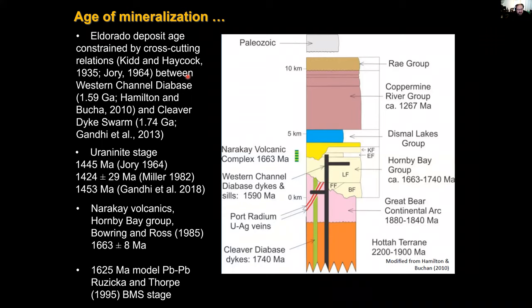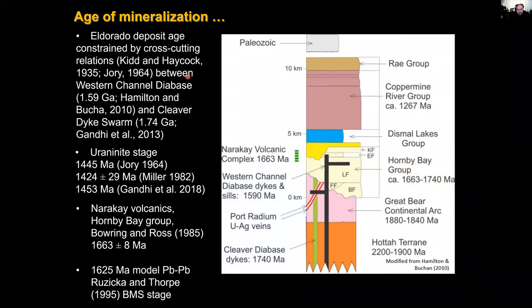The uraninite ages that have been generated are all generally the same, 1445, 1424, 1453, that's Gandhi et al., 2018. But these have all been interpreted as resetting ages. And many of you know there's several events, but a big event that seems to show up pervasively regionally, it shows up in the Athabasca Basin. It shows up in many studied areas where presumably some large-scale regional hydrothermal or magmatic event around 1420, 1440 has potentially caused this resetting. So the uraninite ages are younger, but the cross-cutting relations, based solely on this observation made in 1935 and in 1964, suggest that there's this window between the Western Channel and the Cleaver dikes.